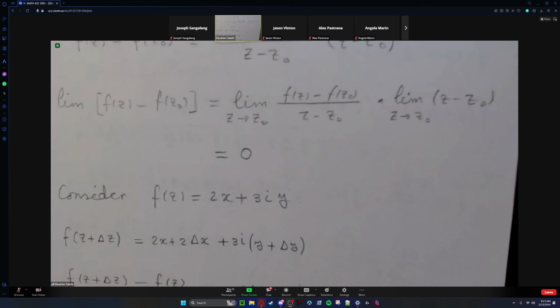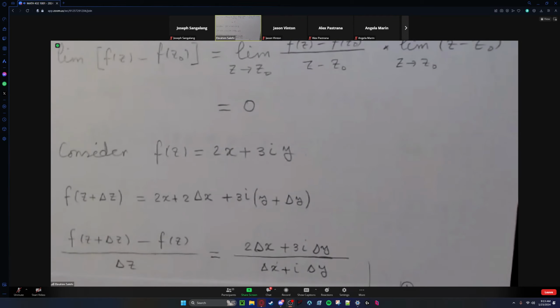So this is what we get. Now you need to take the limit of this as delta z approaches 0. And I am going to show that this limit does not exist, because here is why.